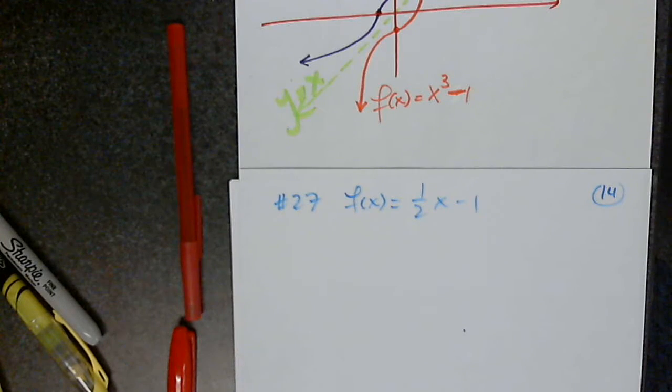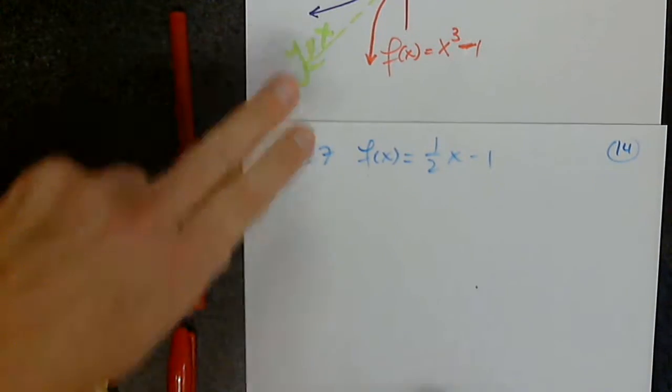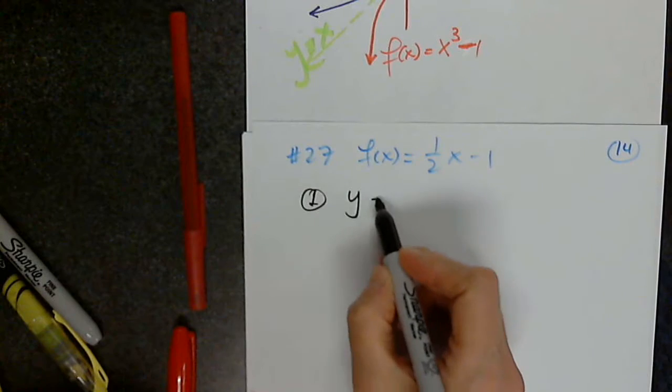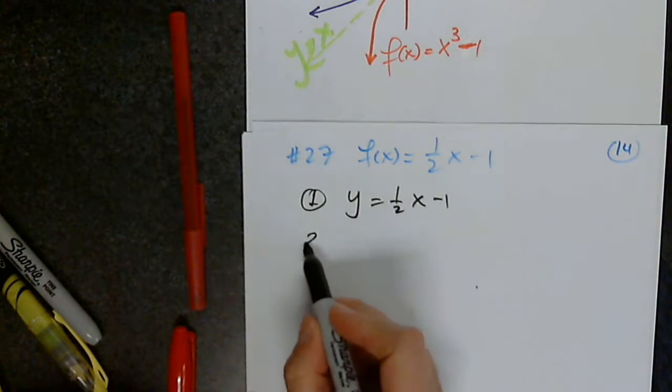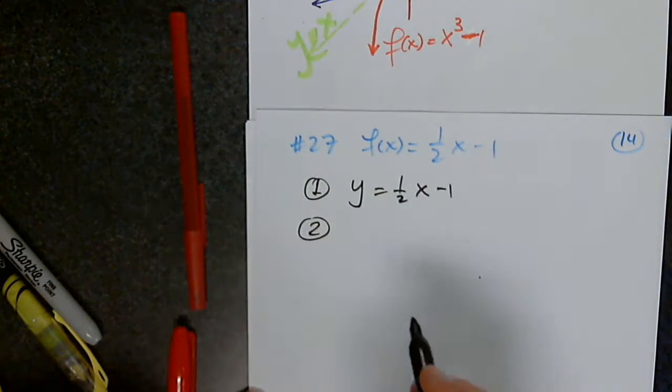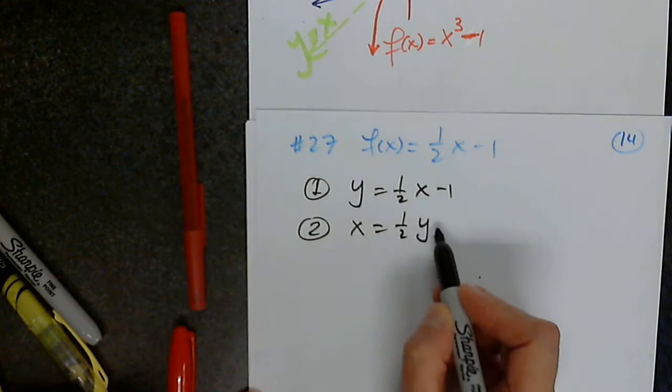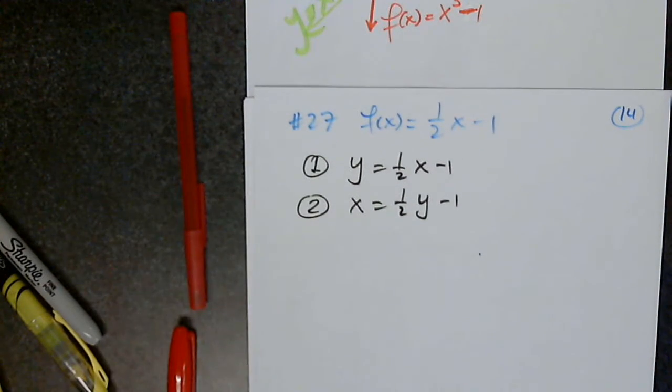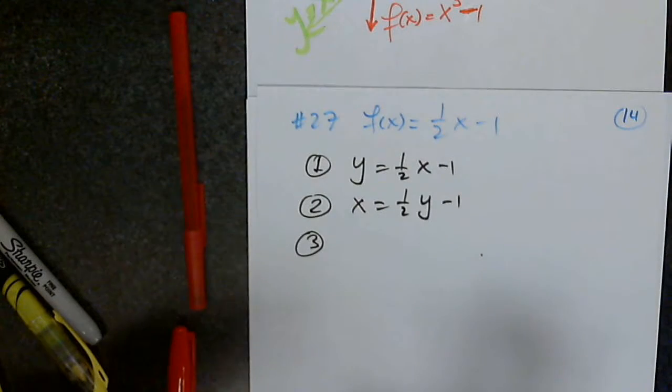Can anyone give us the first step? Replace f of x with y. Good. Step 1, y equals 1 half x minus 1. Step 2, swap variables. Good. So x equals 1 half y minus 1. Swap the y. Good. You know me, what I would do now.